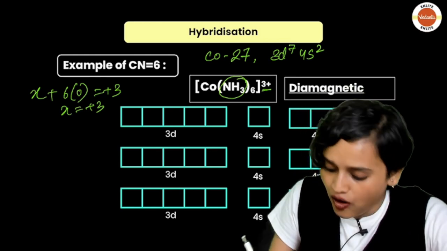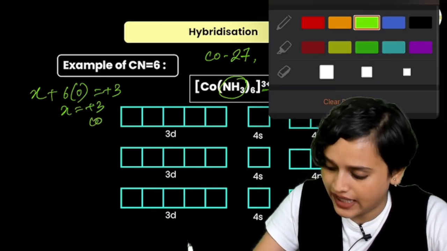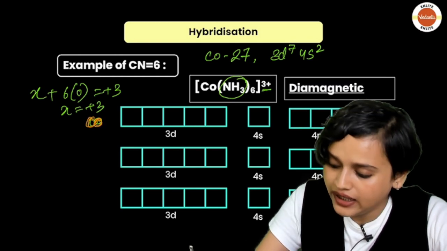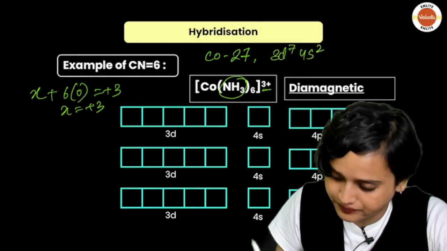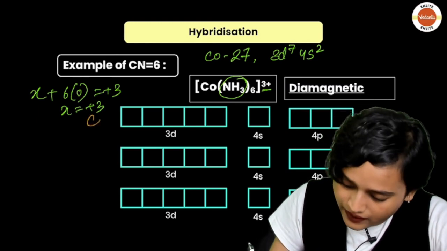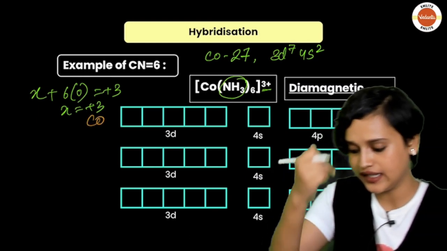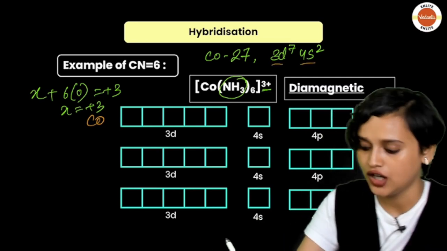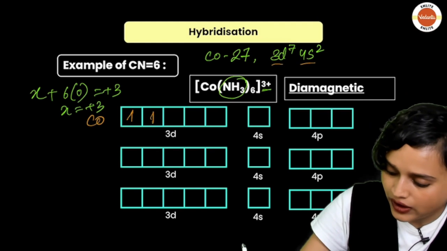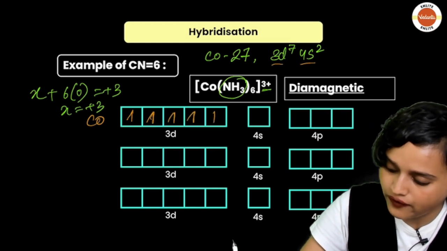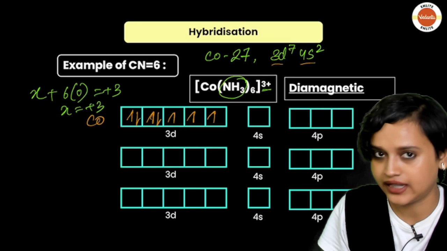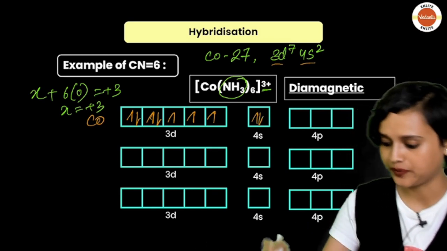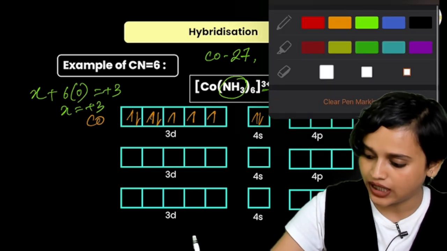Correct? Now, cobalt in its normal state, cobalt without any oxidation state. Cobalt will have 3d7, 4s2. Right? So, let's draw it. 1, 2, 3, 4, 5, 6 and 7. 3d7 and then 4s2. Make sense? Okay.